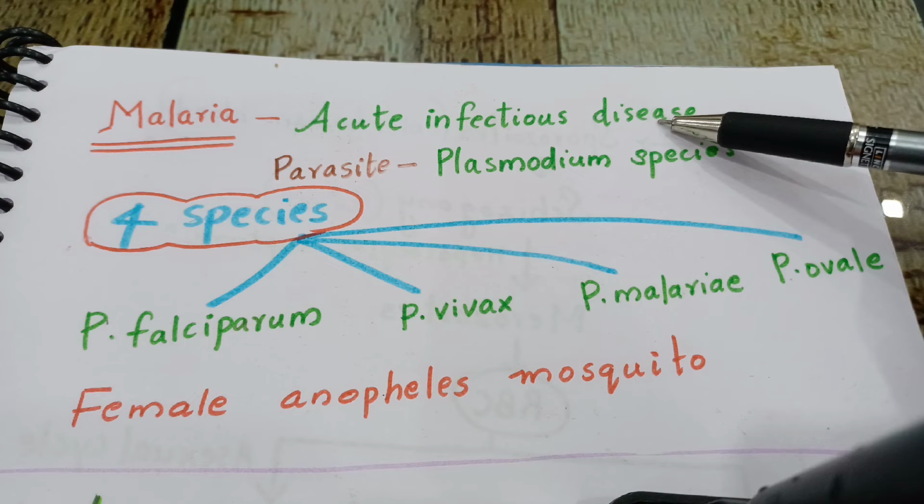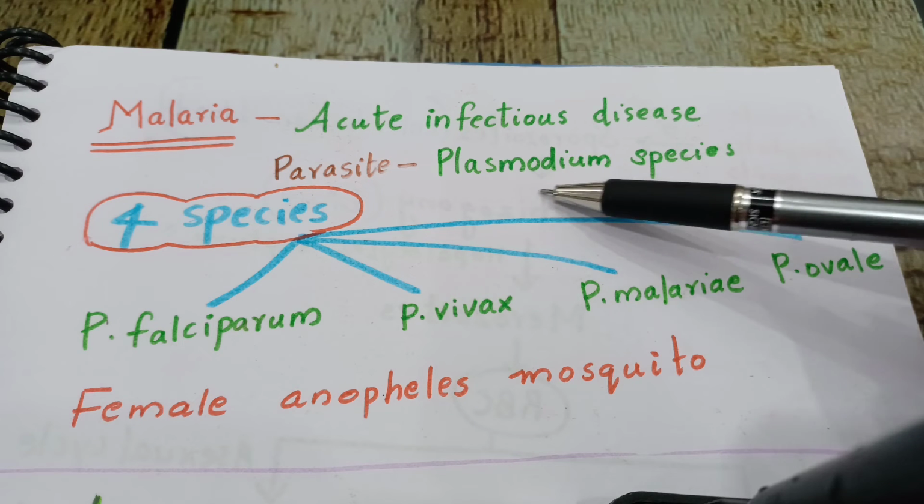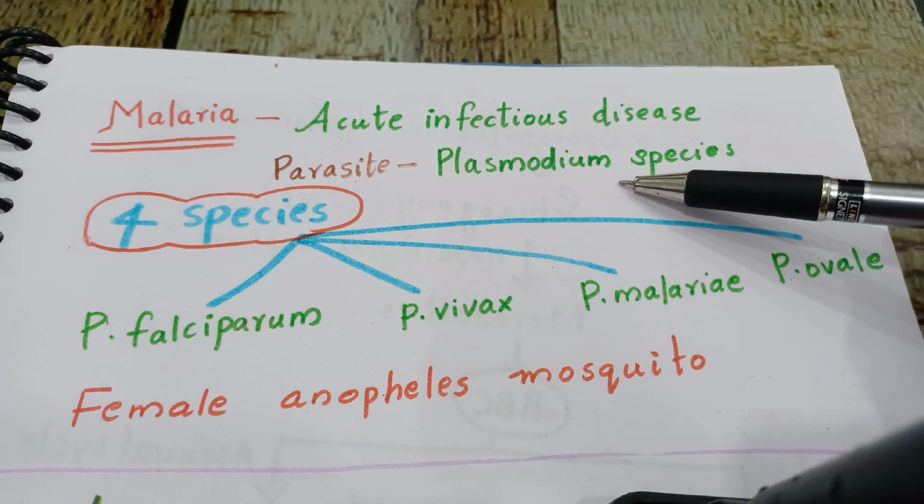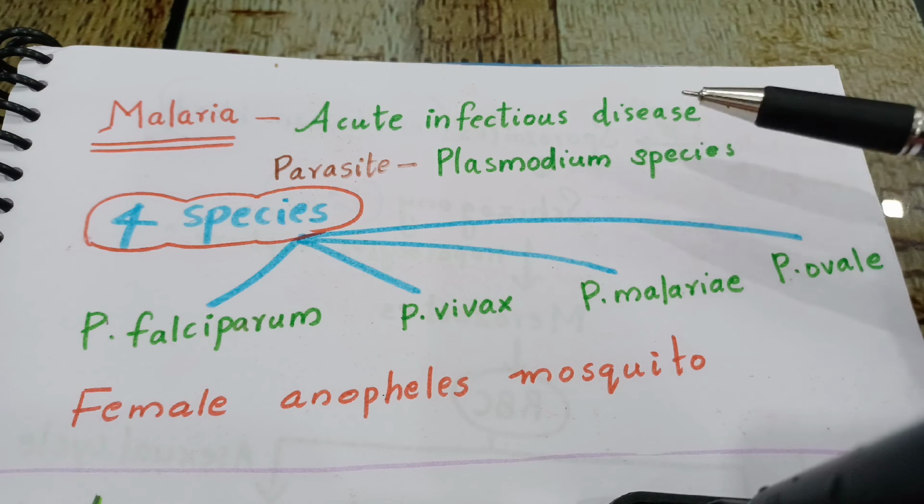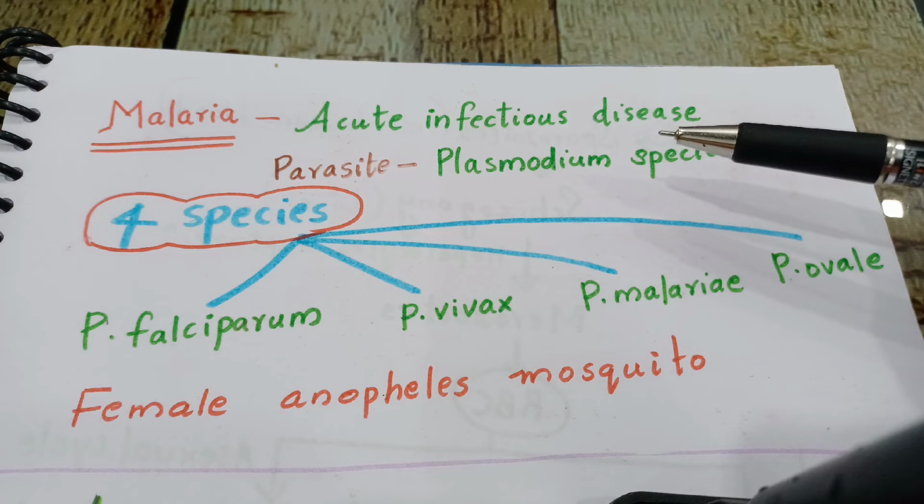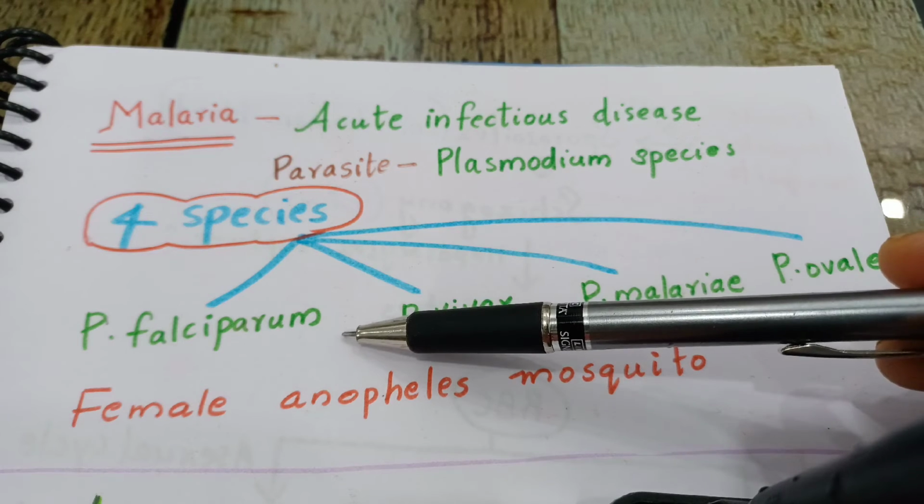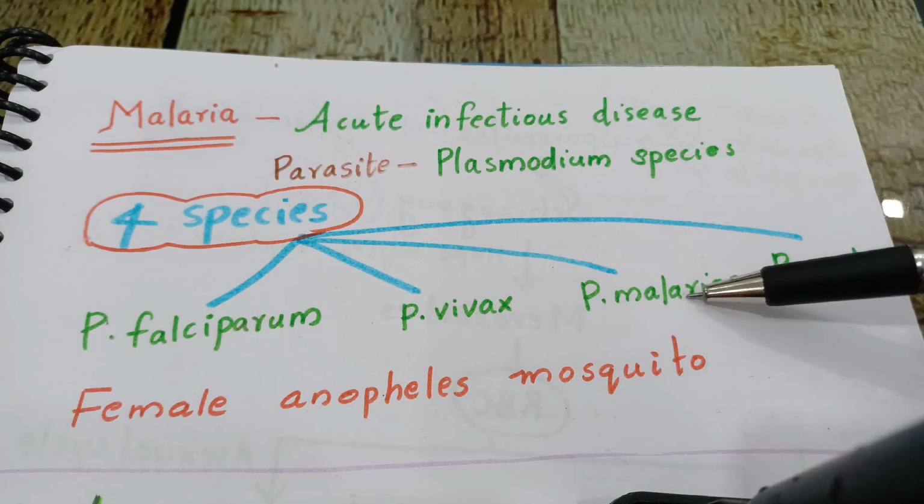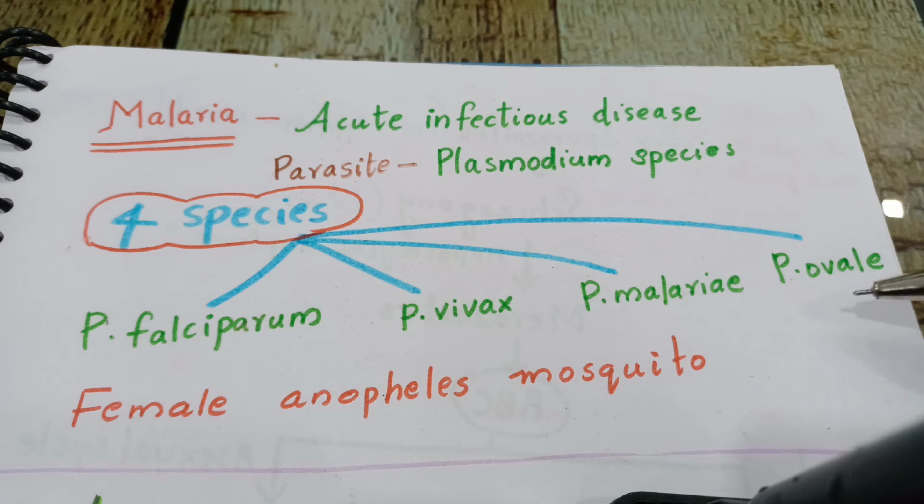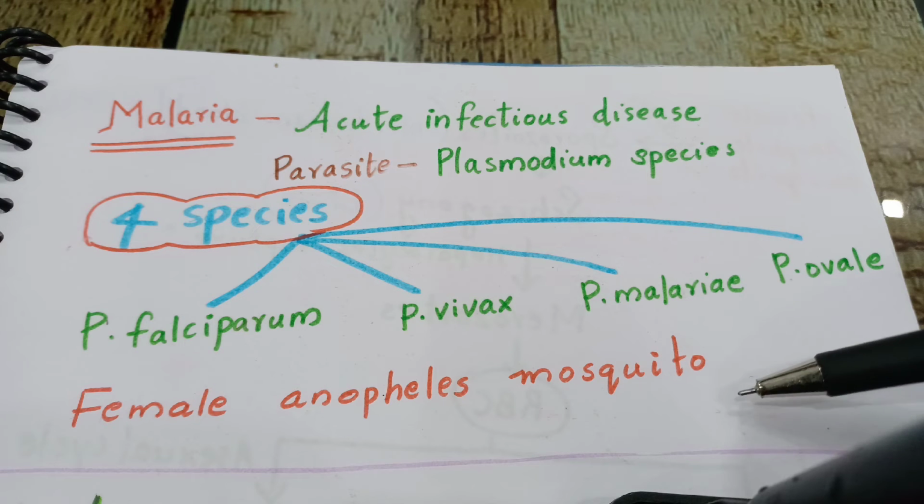So, malaria is an acute infectious disease. It is one of the most widespread diseases caused by protozoal parasite of genus Plasmodium. The parasite is Plasmodium species. There are four species of this Plasmodium: P. falciparum, P. vivax, P. malariae, and P. ovale. Malaria is transmitted by the female Anopheles mosquito and is characterized by high fever with rigor, anemia, etc.